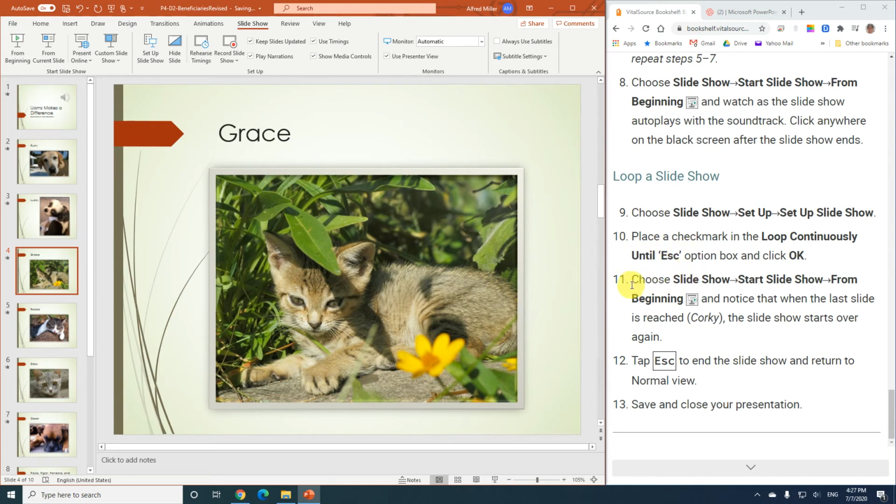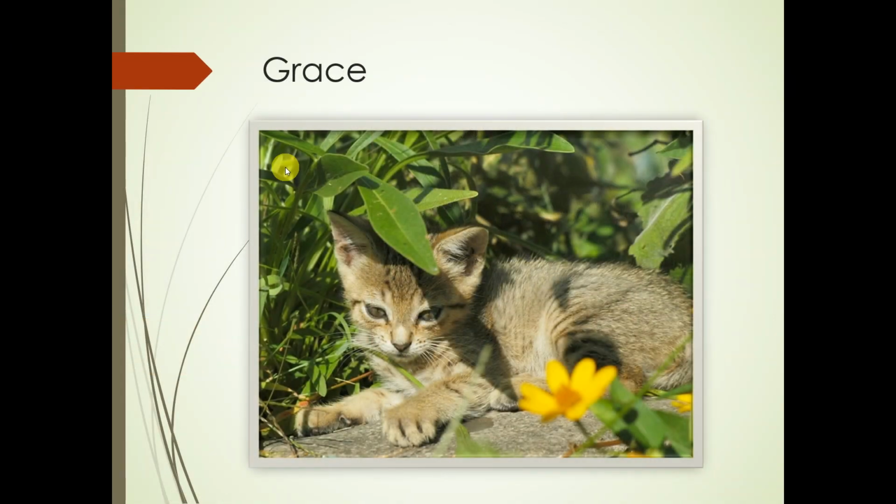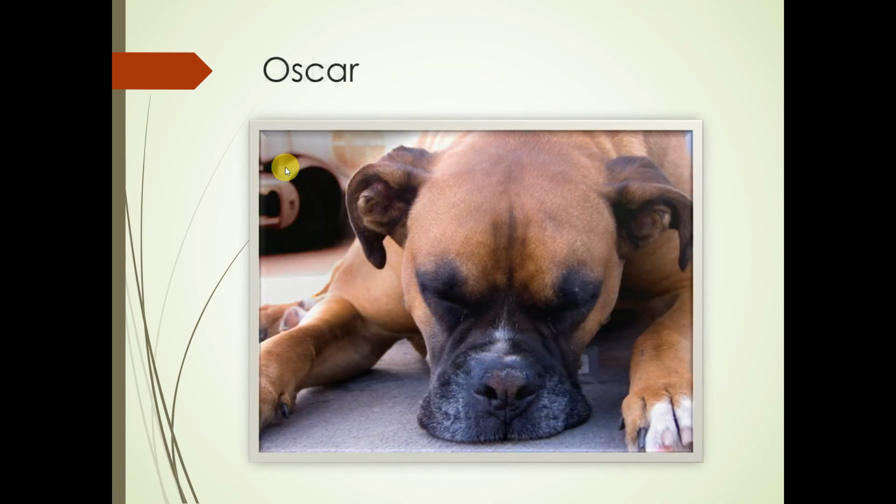Essentially, what it's saying here is choose Slideshow, Start Slideshow from Beginning. Notice that when the last slide is reached, the slideshow starts over. I can try to demonstrate that by getting to the Corky one. I'm just going to advance things a little faster by pressing keys on the keyboard. Slideshow, Start Slideshow from Beginning. So I'm purposely advancing slides to get to the Corky slide.